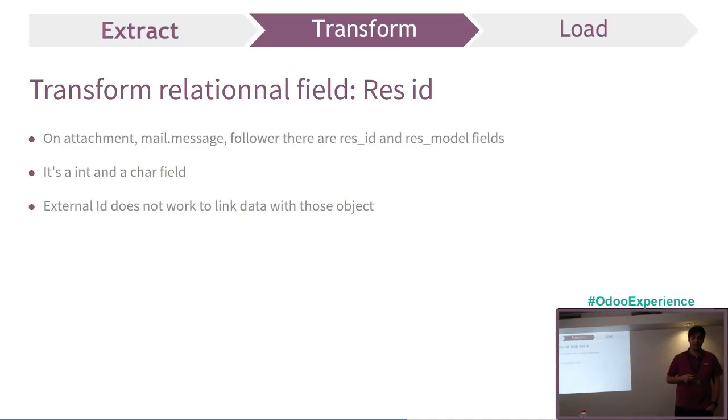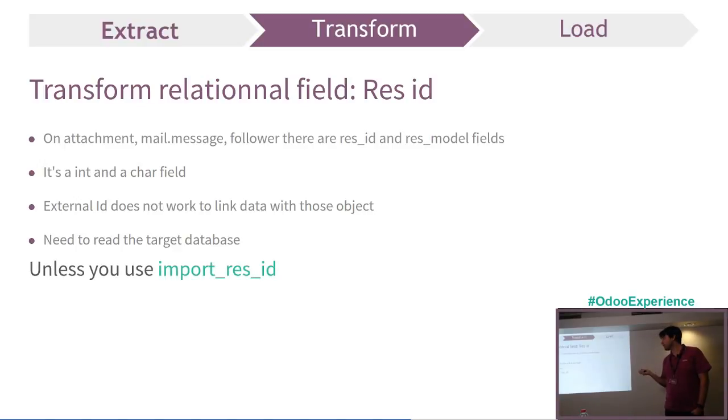Because you need first to import your partner, and then read the target database to get the ID generated by Postgres and put it in your import file. It takes a lot of time. If you process line by line, it can take ages. So I made a module. It's available on GitHub. It's free. It's called import REST ID. The link is here.